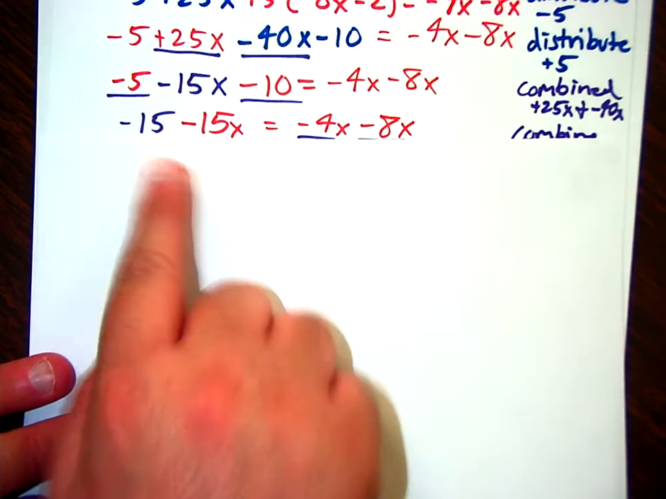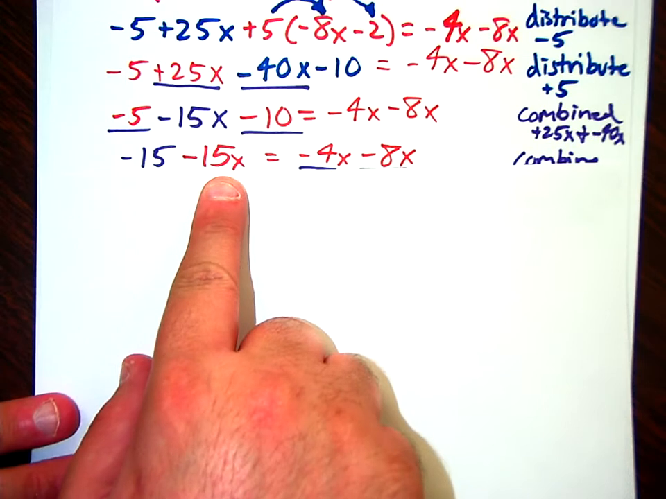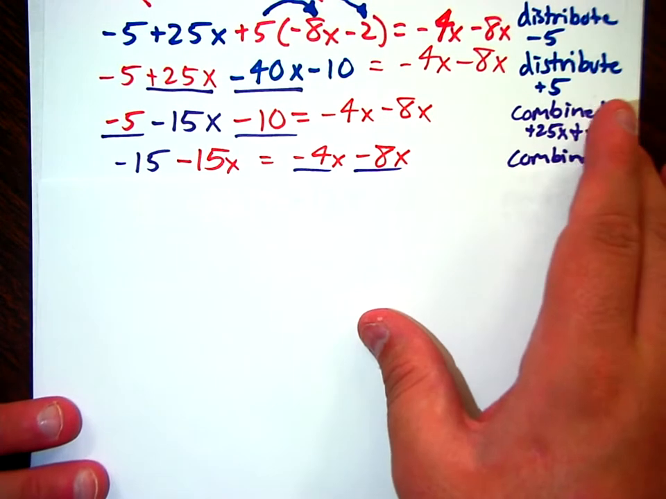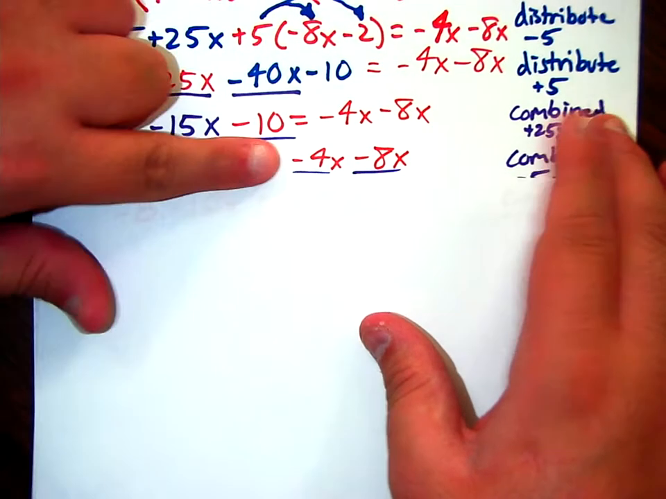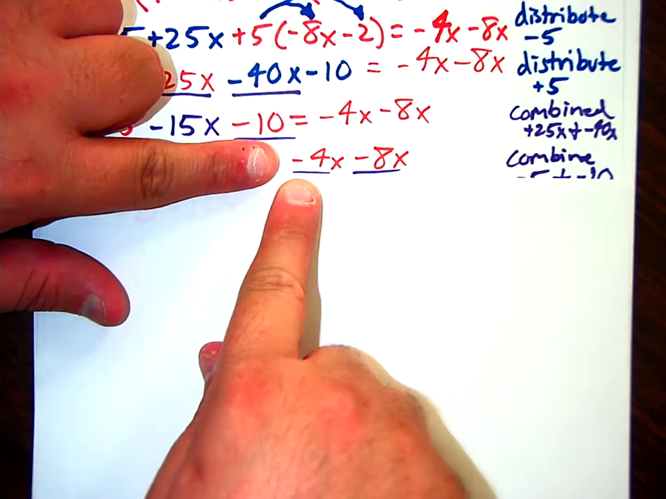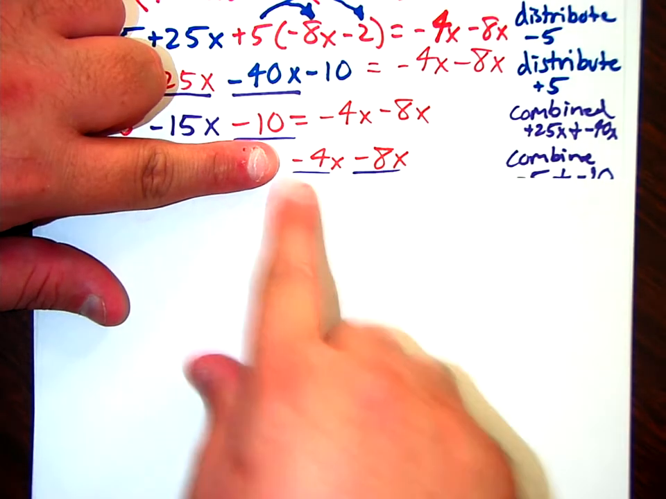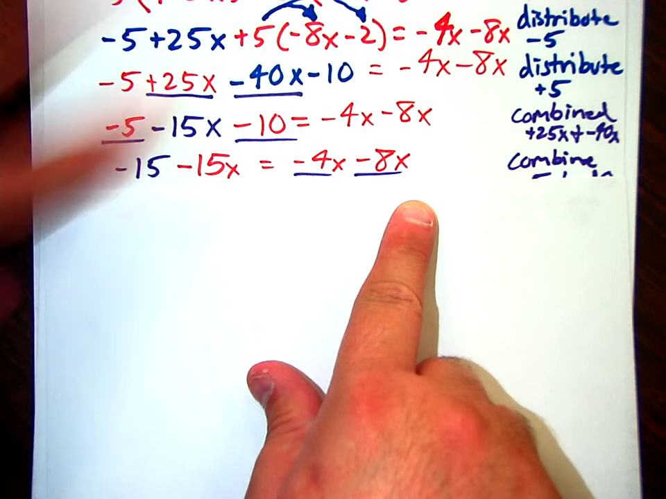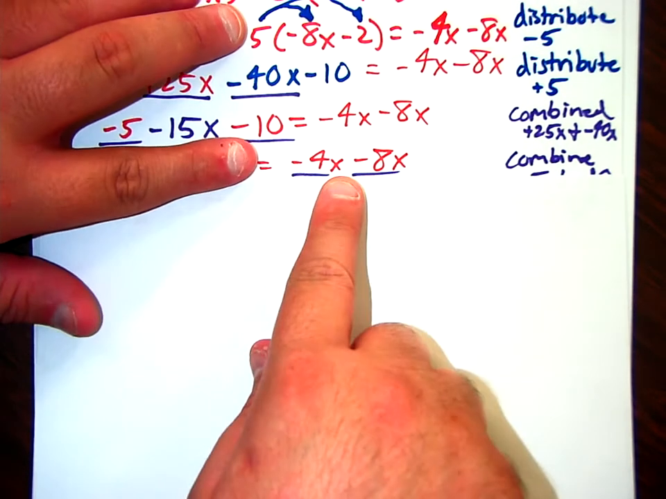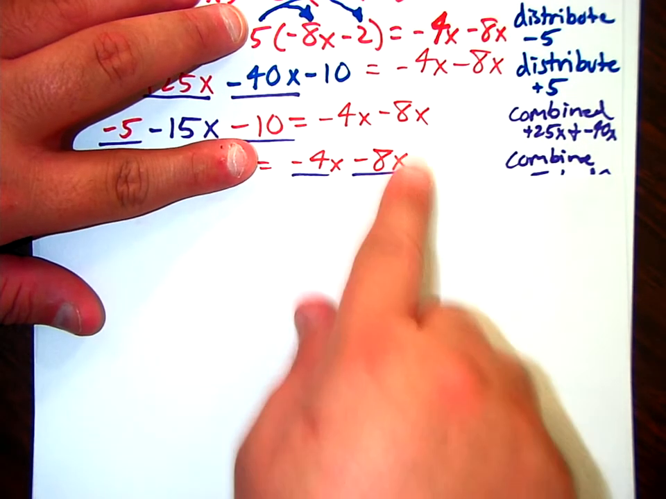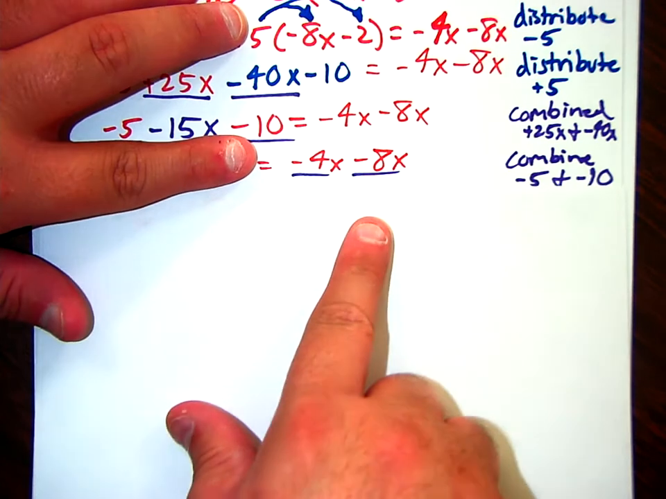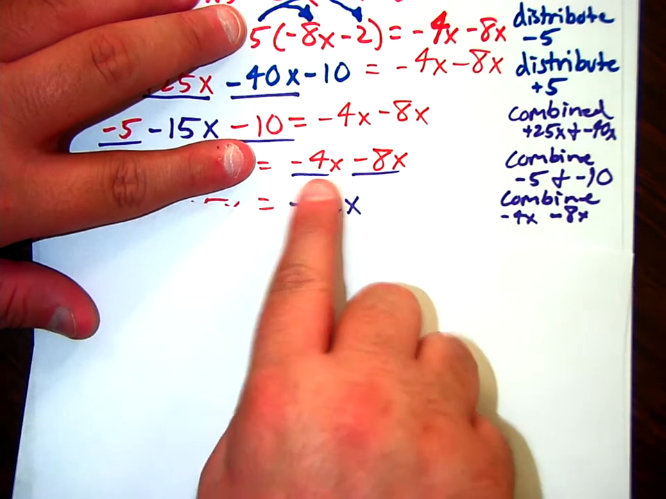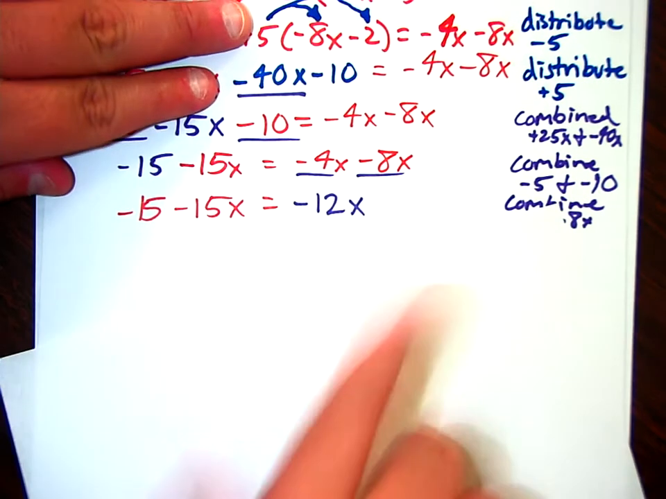Okay, we've got negative 15 minus 15x equals negative 4x minus 8x. And so I'm going to look at this other side of the equation over here, and I'm going to combine any like terms I see on that side now, because we're done combining over here on this side. On the right hand side of the equation, I see two things that I can combine. So I'm going to justify my step, combine negative 4x and negative 8x, and then I'm going to go ahead and write the combination.